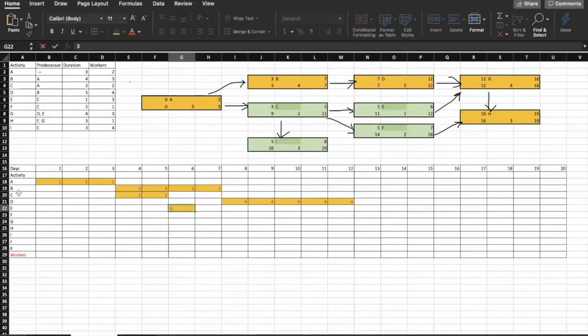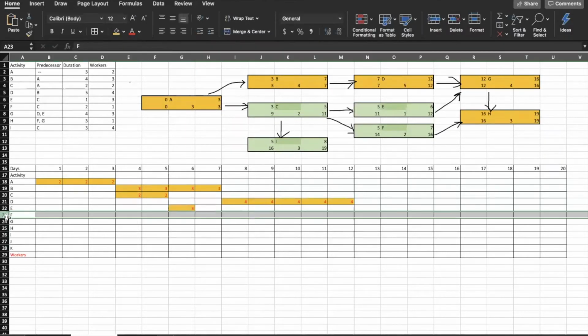So next activity would be F, and for F we start right after C. We're highlighting 2 cells for duration of 2, and we put 1 worker in each of those cells.